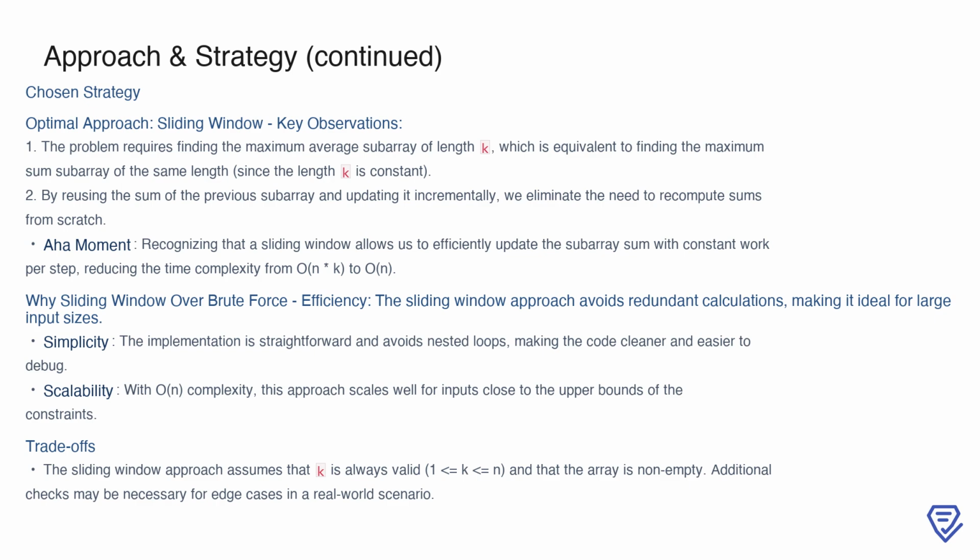Compared to the brute force method, this approach is not only faster but also simpler to implement. By avoiding nested loops, the code becomes cleaner and easier to follow, which is especially valuable in debugging and maintaining the solution. While the sliding window approach does assume that the input constraints are valid, such as k being within the proper range, this assumption aligns with the problem statement and makes it an ideal choice for this scenario.